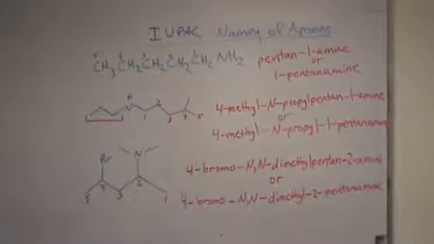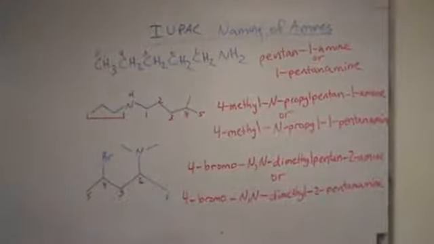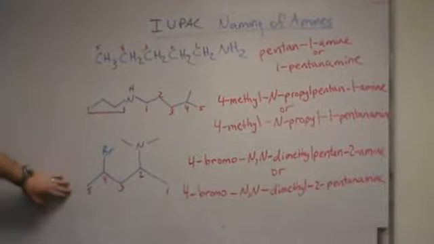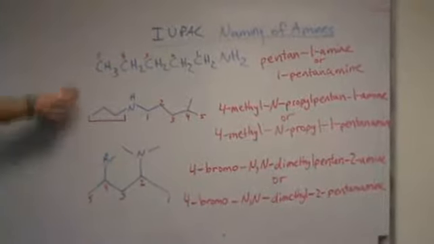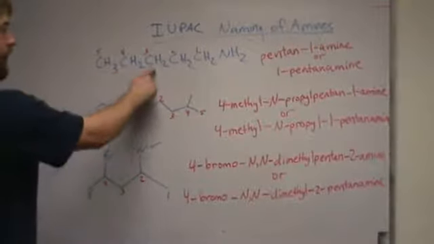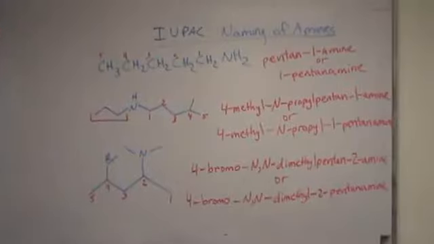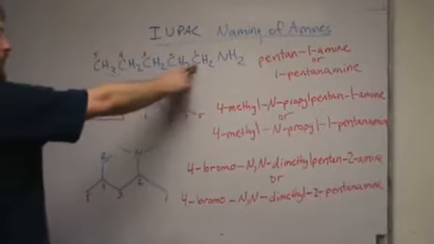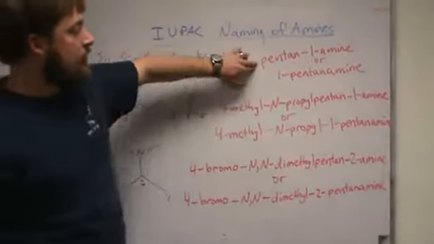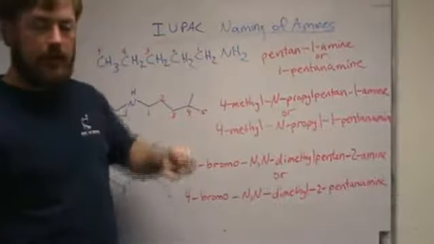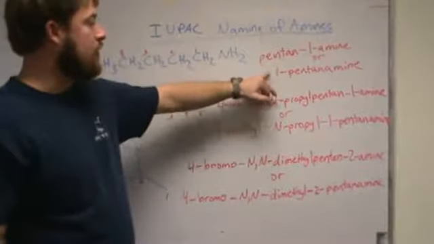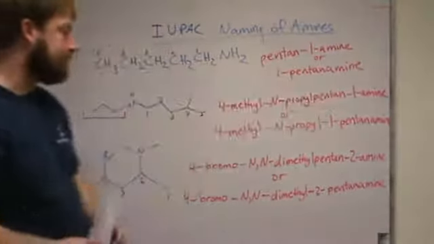Let's look at some examples now for IUPAC naming of amines. I've got a primary amine here, a secondary amine, and a tertiary amine at the bottom. Let's name the primary amine first. We have 1, 2, 3, 4, 5 carbons in our parent chain, but we must start our numbering over here by the amine. So it's either pentan-1-amine, or just like we did with alcohols, we can put the 1 in front of the parent chain and say 1-pentanamine.